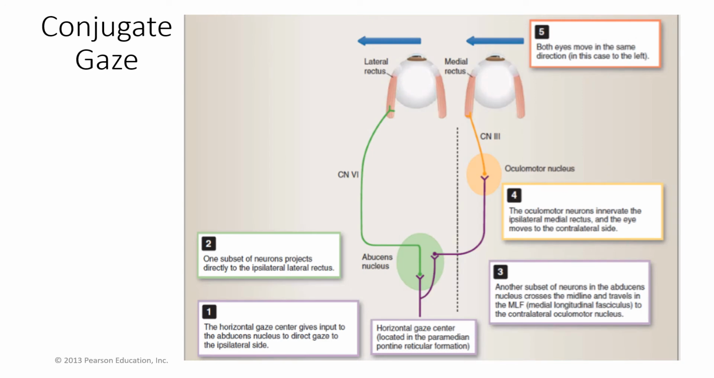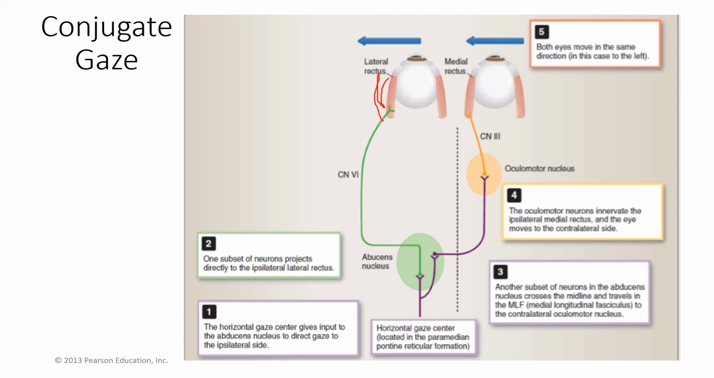Here's that conjugate gaze to kind of remind you. We've seen this picture a couple of different times, but these are some complex words and some complex theories of how the brain is working here. So it's a good idea to look at it a couple of times. So number 1, the horizontal gaze center gives input to that abducens nucleus. So abducens cranial nerve 6, remember, so LR6, lateral rectus, to direct gaze to the ipsilateral side. Number 2, one subset of neurons projects directly to ipsilateral lateral rectus, or the same side lateral rectus. So this guy right here.